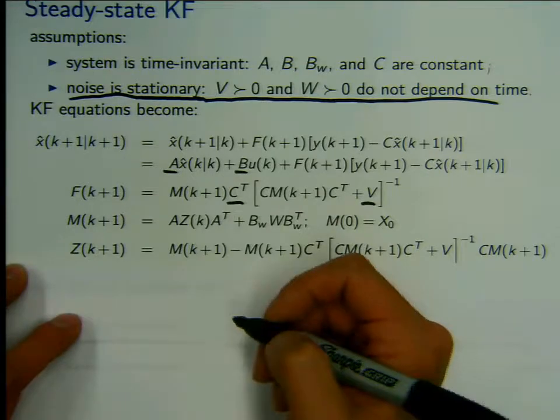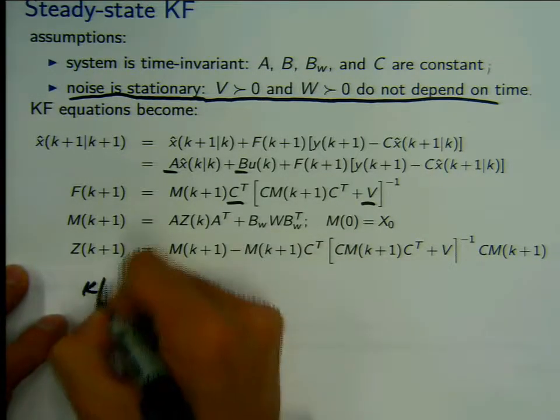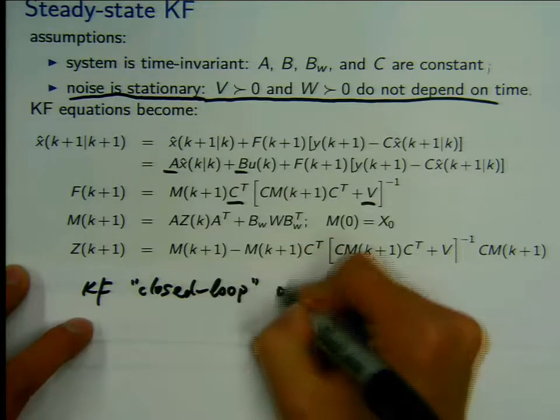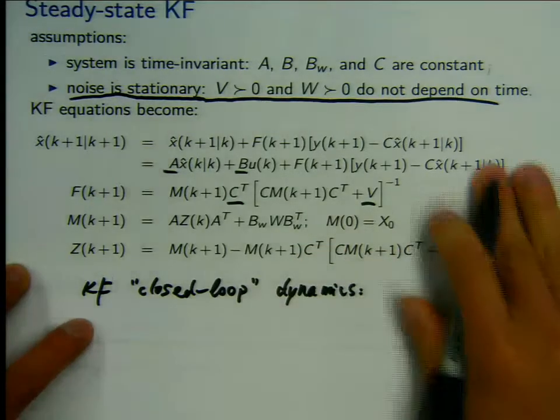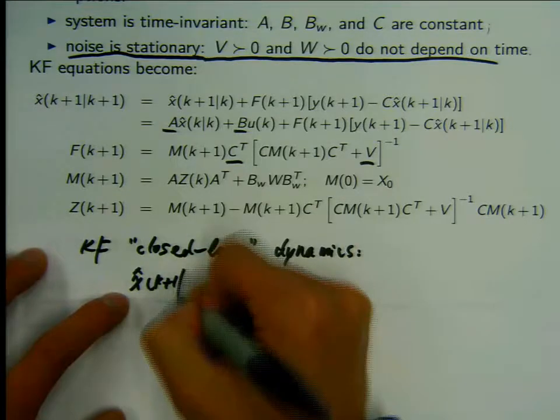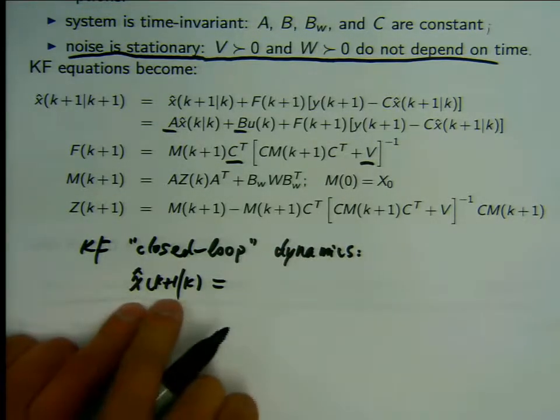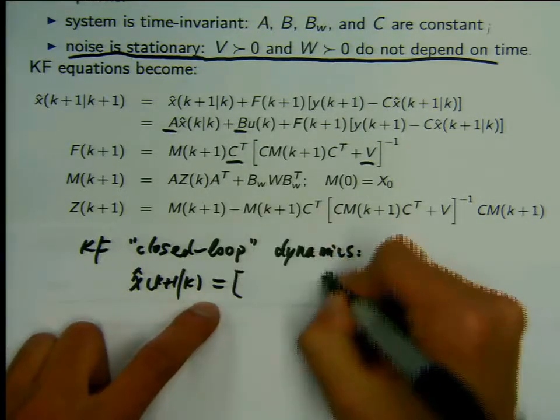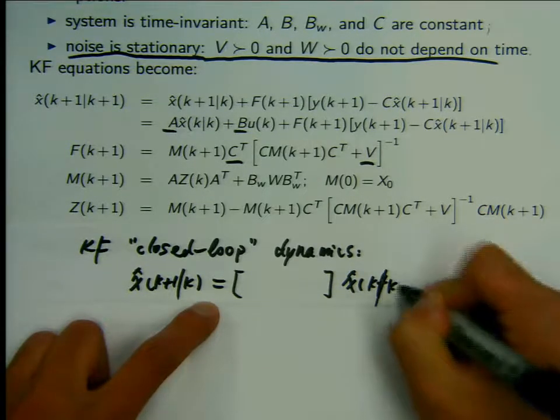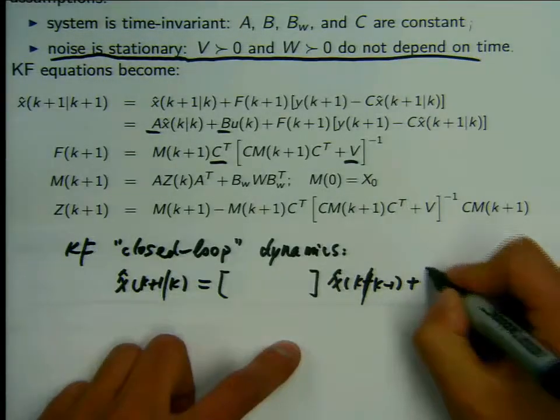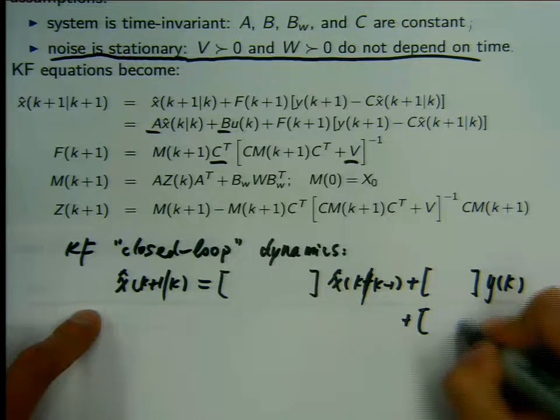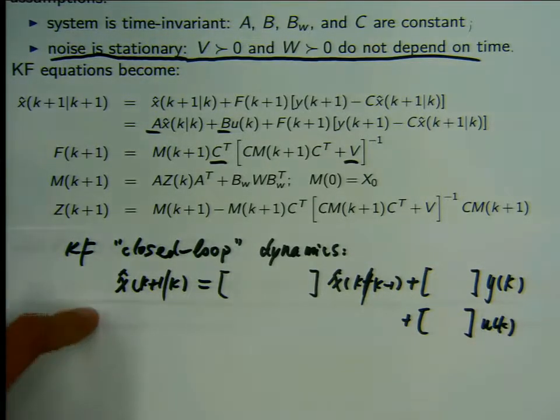For example, if I want to derive the Kalman filter closed loop dynamics, by this I mean I want to be able to express, I will start with this case, x hat k plus 1 given k to be some sort of expression of x hat k given k minus 1, plus then some term here times y k, then plus some term here times u k. Okay?